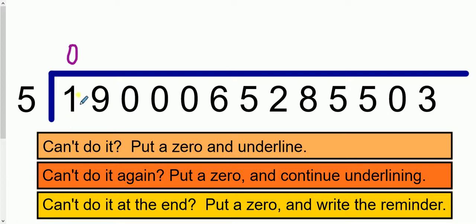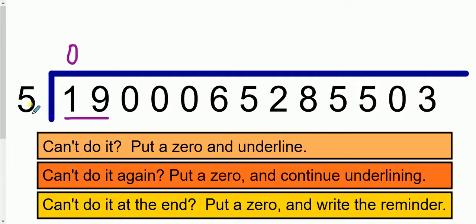And then, what do we do after we put a 0? We must underline. We're going to join this together with the next digit. Why do we do this? Because 1 wasn't enough to divide by 5. We couldn't make any groups of 5 out of 1. So we need a bigger number so we can actually make some groups of 5.